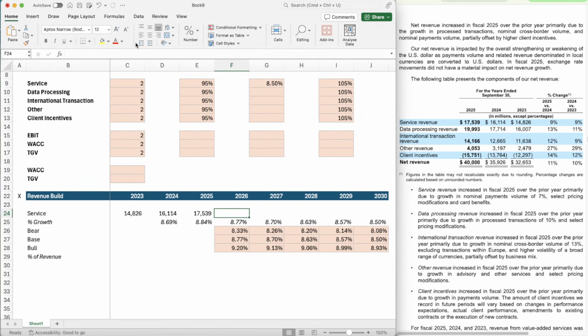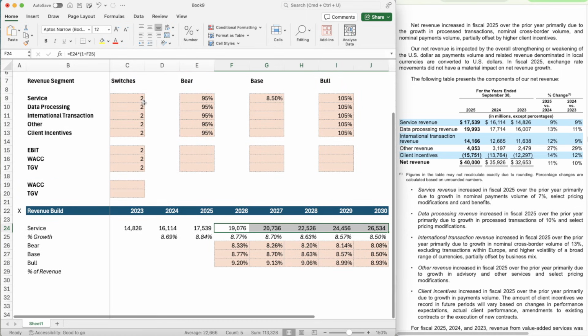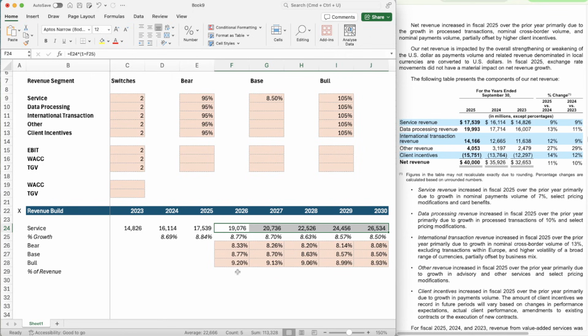Let's just forecast the revenue so that you can see it in action, basically. So we go equals, take the previous year multiplied by 1 plus the growth rate, close your brackets. And there you have your forecast for the next 5 years. As you can see, we're on a 2 at the moment on our switch. The 2 means we're on the base case scenario. We're using this 8.77%, 8.7%, 8.63, 8.57, 8.5.